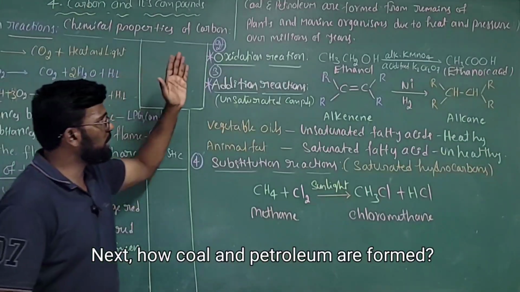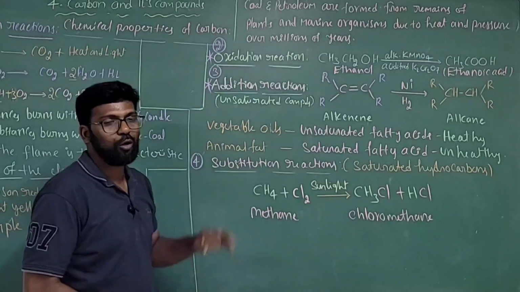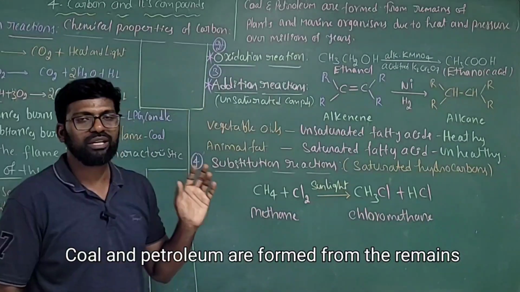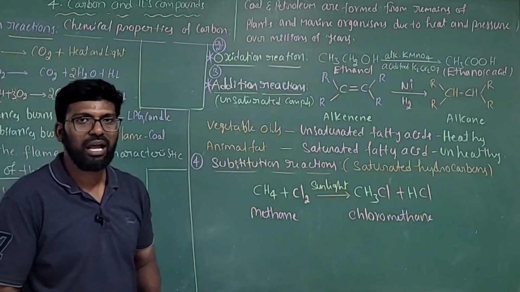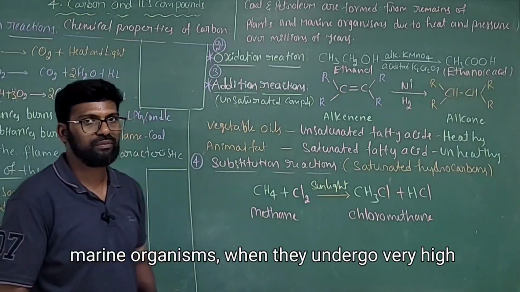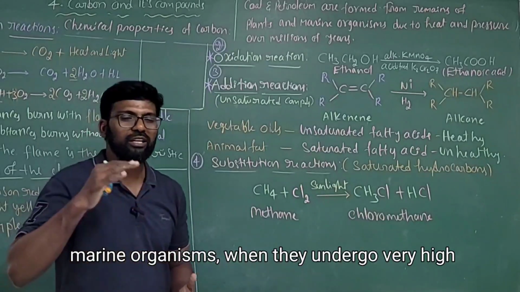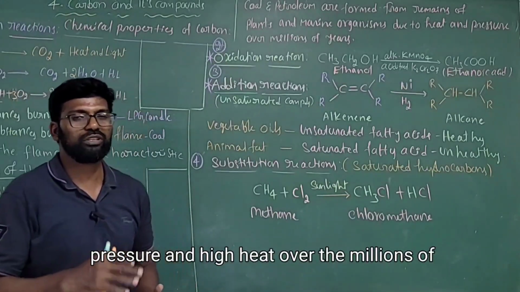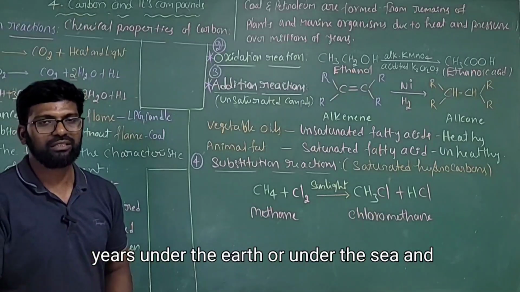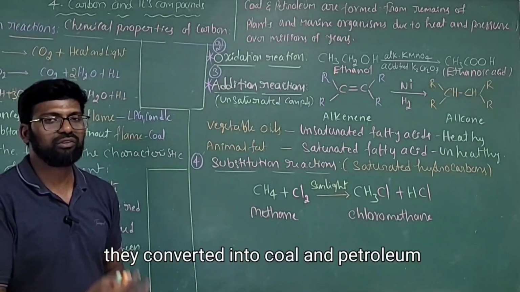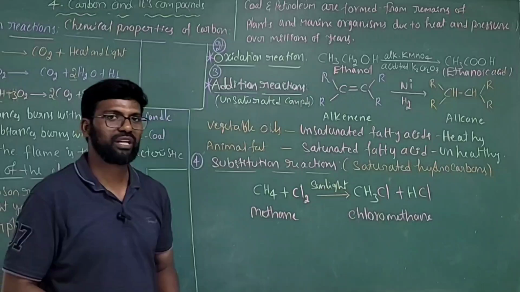Next, how coal and petroleum are formed. Coal and petroleum are formed from the remains of dead plants and marine organisms. When they undergo very high pressure and high heat over millions of years under the earth or under the sea, they are converted into coal and petroleum respectively.